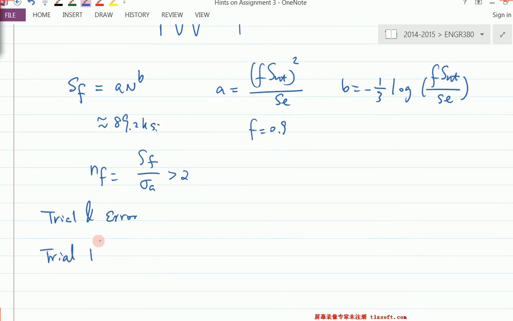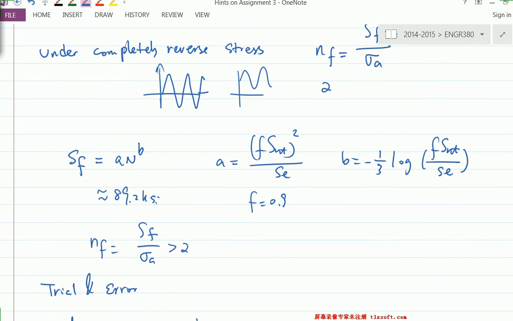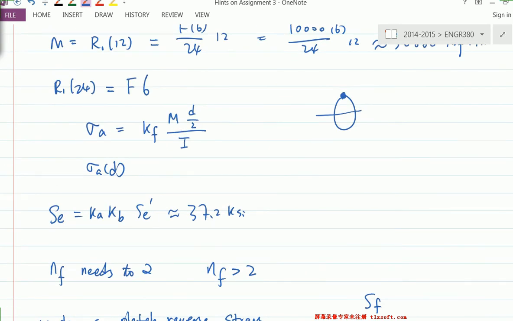Trial number 1, we can choose D. How much did I start with again? Oh yeah, I started D with 2 inch. You plug the D, you put 2 inch into the sigma equation over there, and then plug it here.